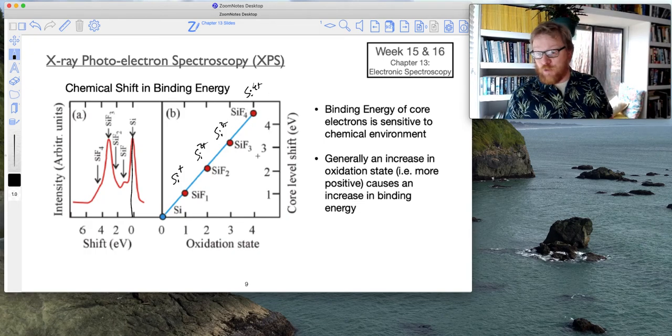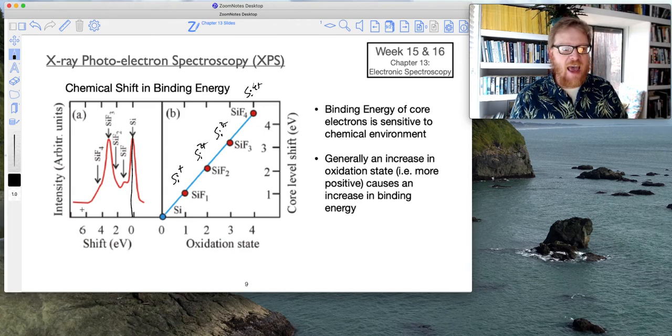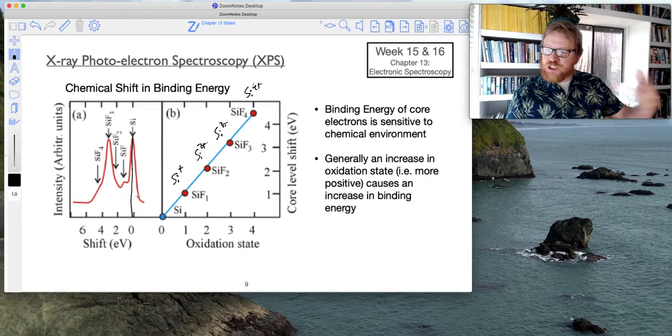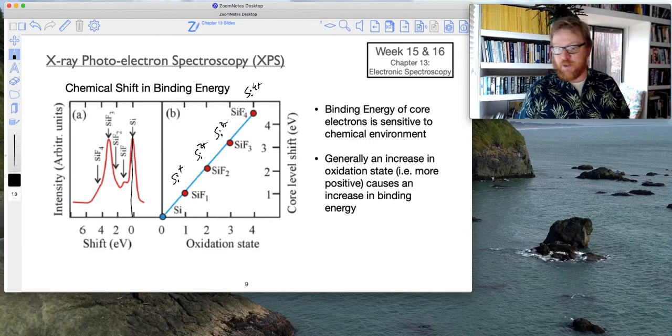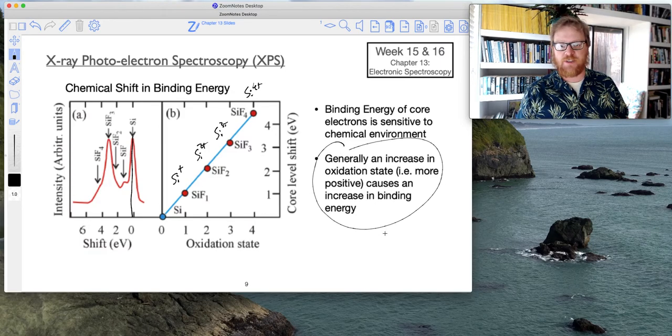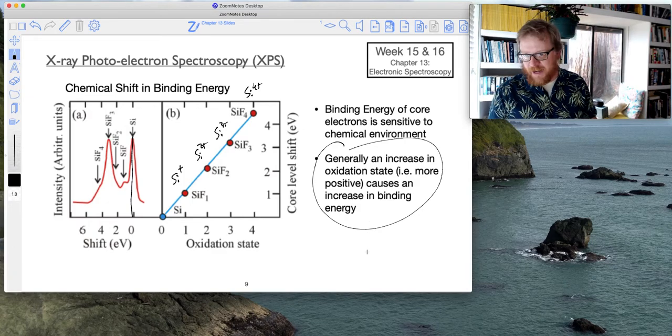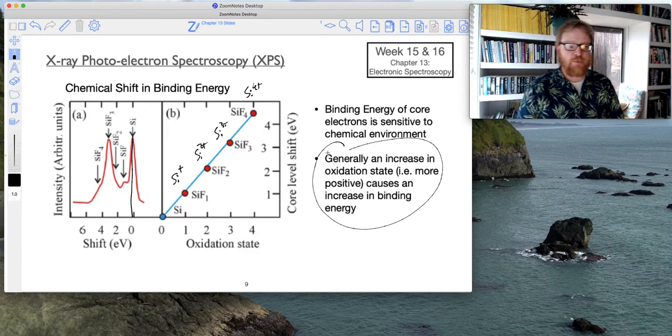So that's going to be harder to remove that electron. And we can see that with all of these various peaks, okay? That they're shifting to higher binding energies as the oxidation state increases, okay? So that's what we've got right here. Generally an increase in oxidation state causes an increase in binding energy. And that's a wonderful diagnostic, again, of what kind of molecules we might have in our spectra.